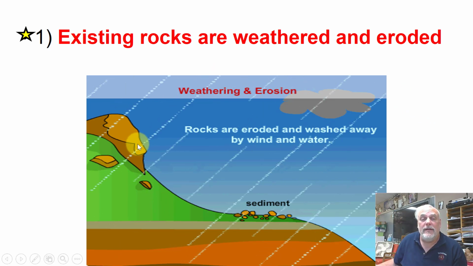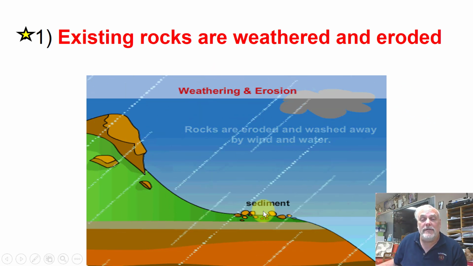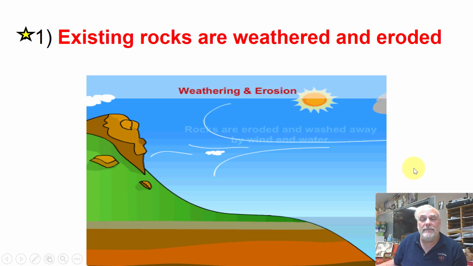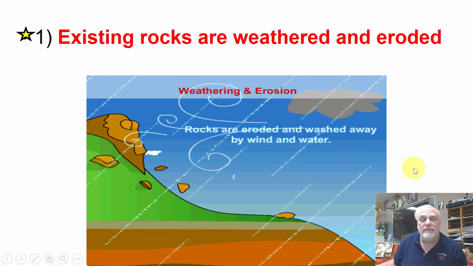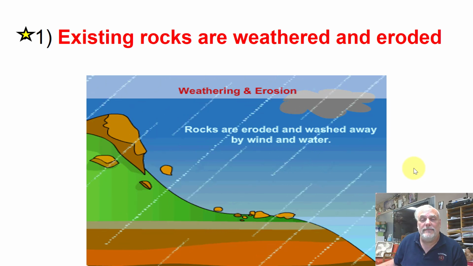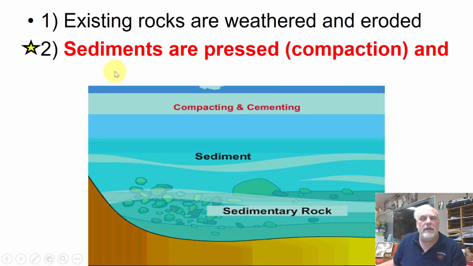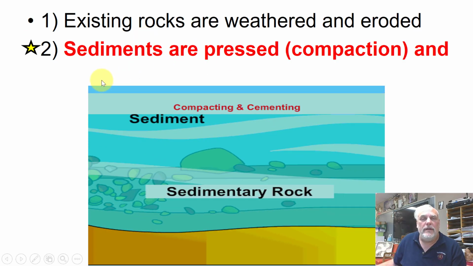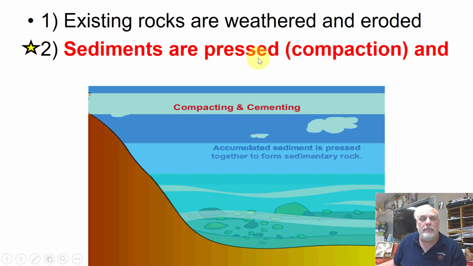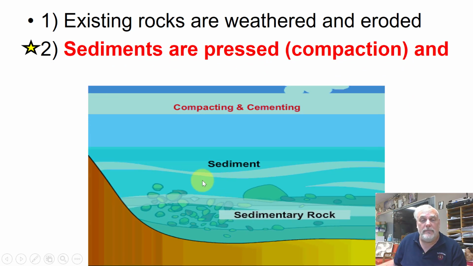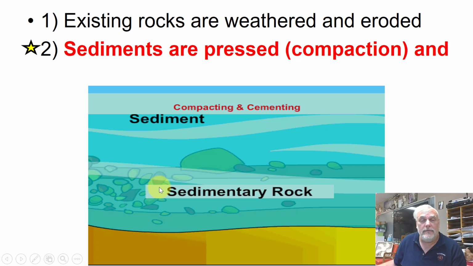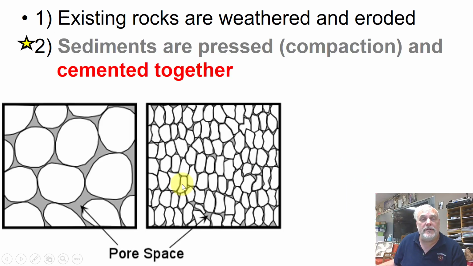So here's a big rock. It gets weathered and eroded and makes tiny, smaller pieces of sediment. Nice little GIF there. Not too bad. All right, we had existing rocks that are weathered and eroded. Now these sediments are going to be pressed or compacted, and so here's the sediments. They go down into the river. They are going to be compressed here, and then they're going to be cemented together.